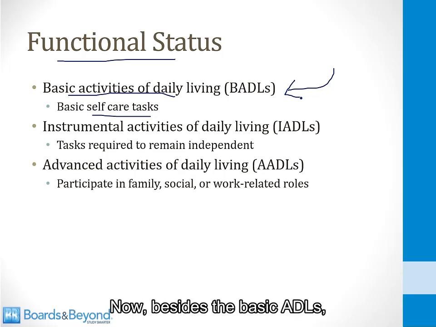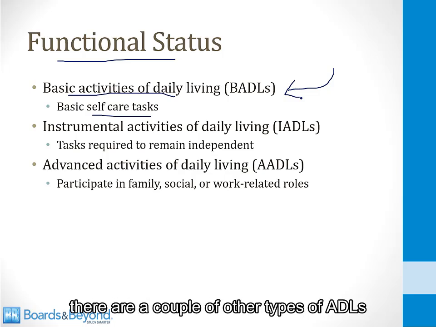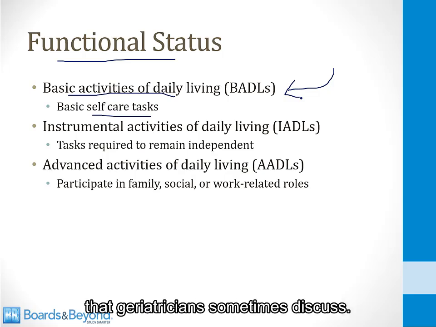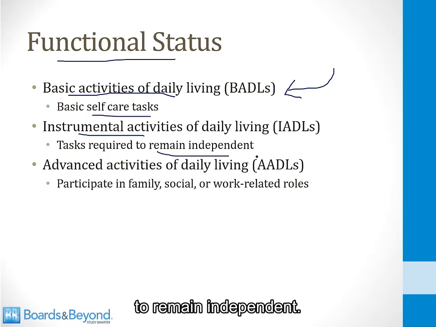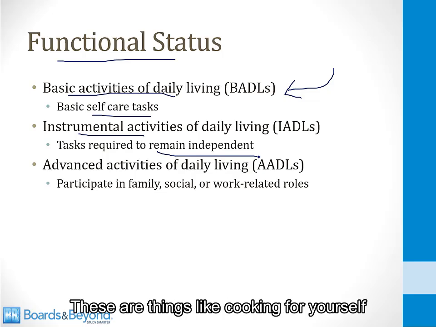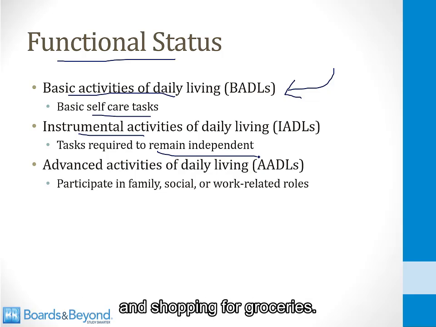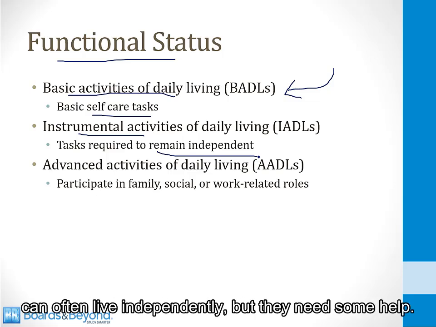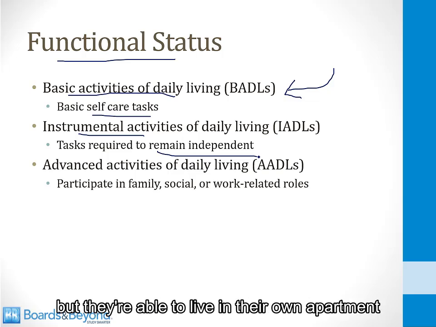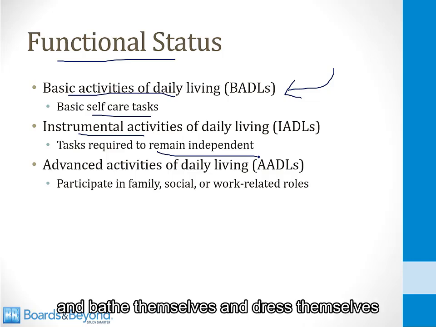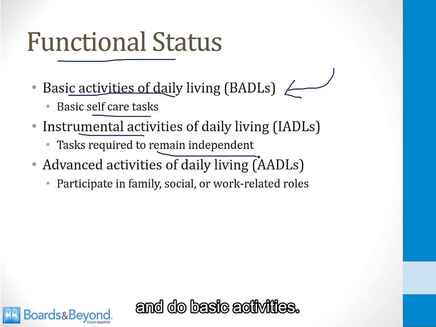Usually, they need to live in a skilled nursing facility or what other people call a nursing home. Now, besides the basic ADLs, which are what most people mean when they're talking about ADLs, there are a couple of other types of ADLs that geriatricians sometimes discuss. Instrumental activities of daily living, or IADLs, are tasks that are required to remain independent. These are things like cooking for yourself and shopping for groceries. Patients who are unable to do these can often live independently, but they need some help. They may need someone to cook for them or go to the grocery store for them, but they're able to live in their own apartment and bathe themselves and dress themselves and do basic activities.